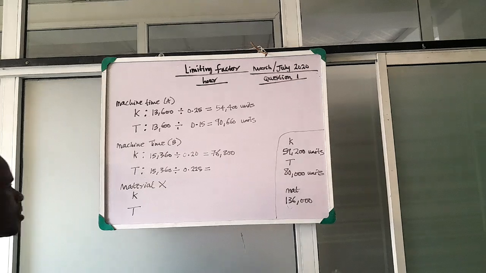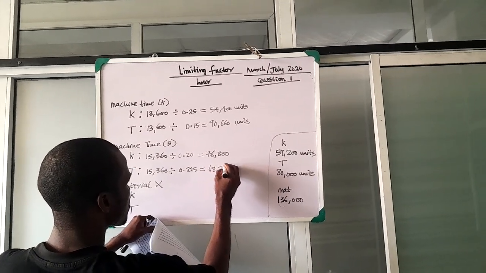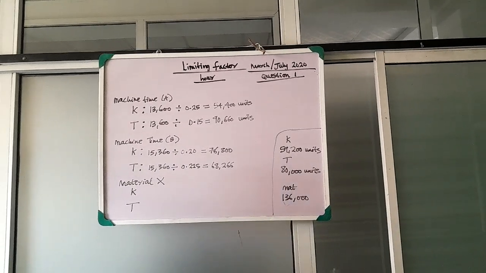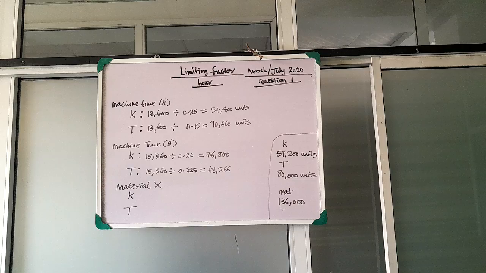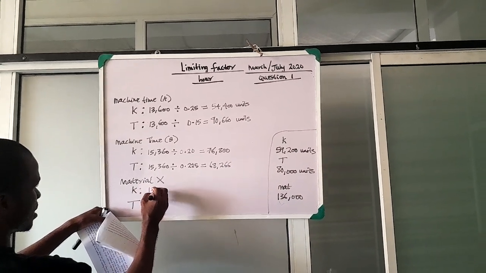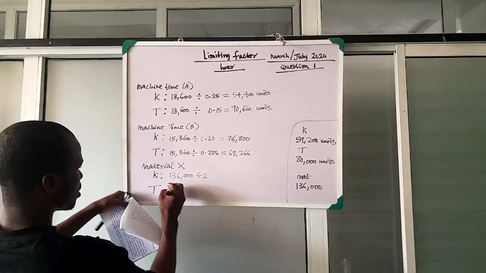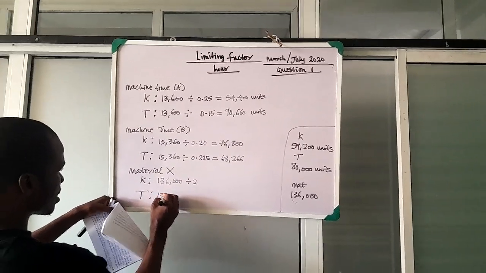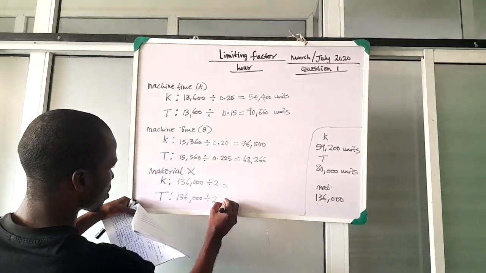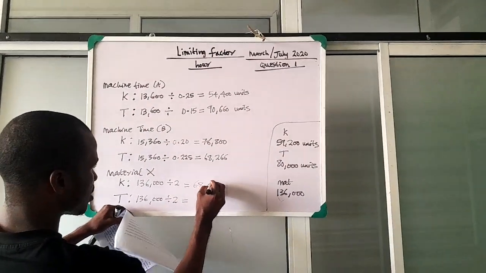76,800. And this? 68,266. Then for material S, they clearly told us that we have 2 under K and 2 under T. So we have 136,000 divided by 2. This will give us 68,000.